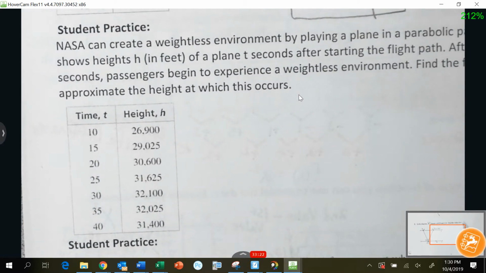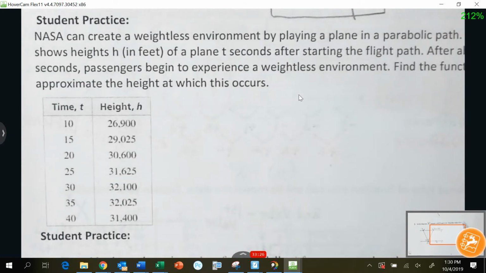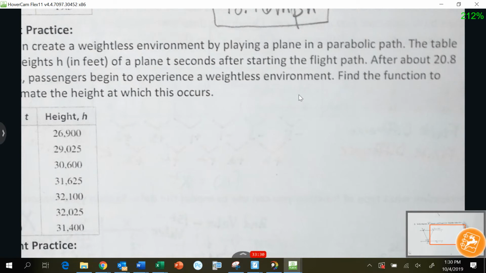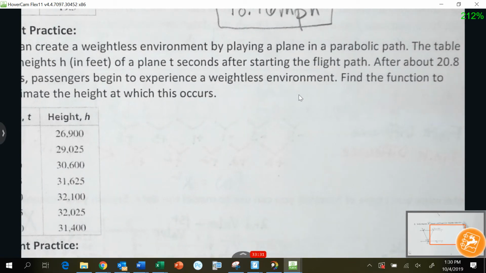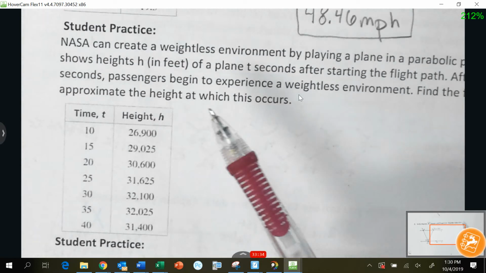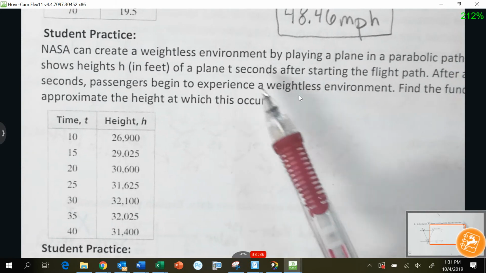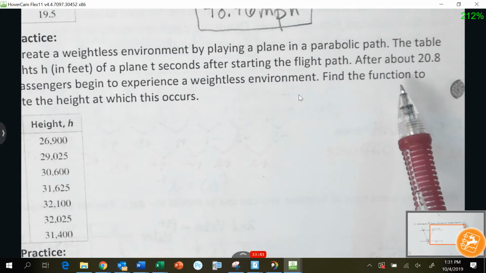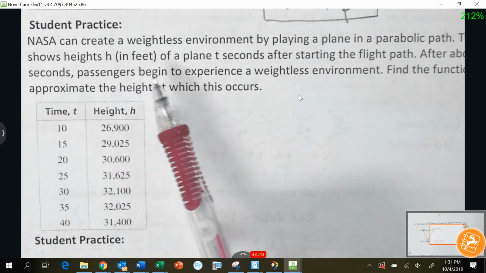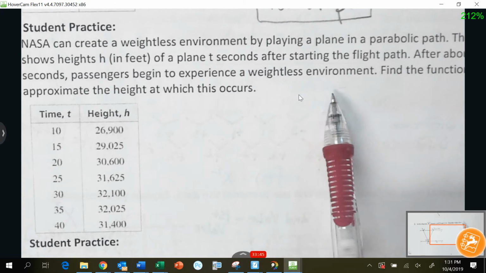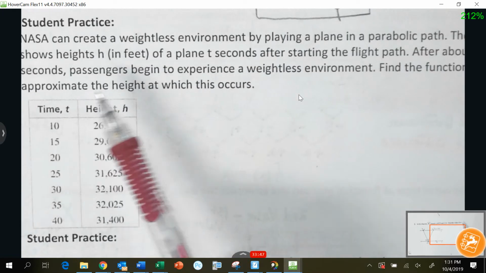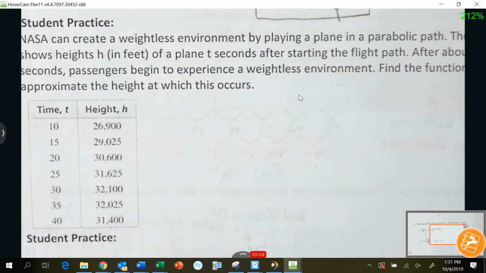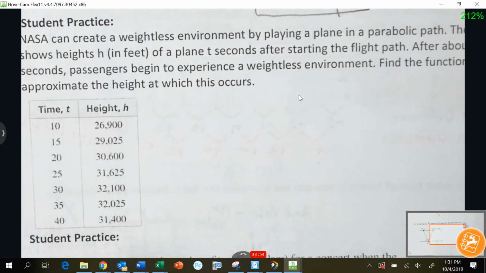NASA can create a weightless environment by flying a plane in a parabolic path. I don't even know what that means. The table shows the height of a plane t seconds after starting the flight path. After about 20.8 seconds, the passenger begins to experience a weightless environment. Find the function to approximate the height at which this occurs. So we need to know what kind of data this is.